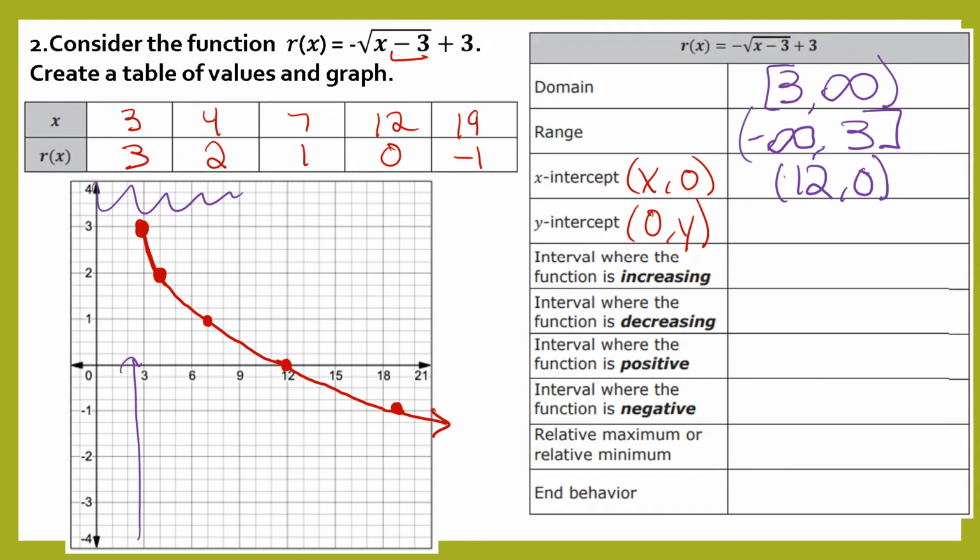All right, y-intercept, does that graph have a y-intercept? It's not going to cross the y-axis, because 0 isn't included in our domain, right? That's when x is 0, that's our y-intercept, and our domain starts at 3. So we can't ever have a y-intercept for this one. So there is none.